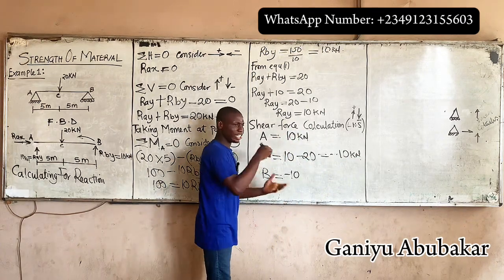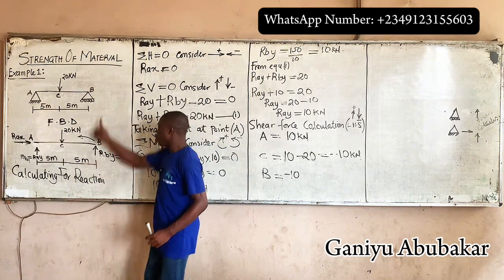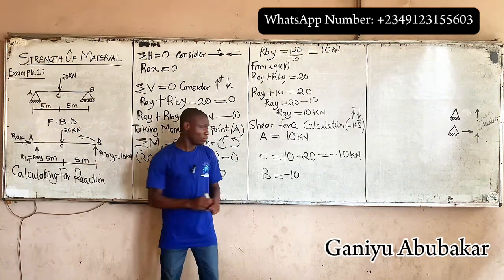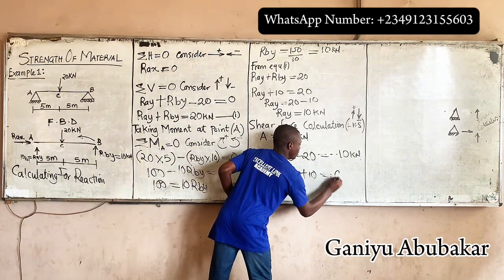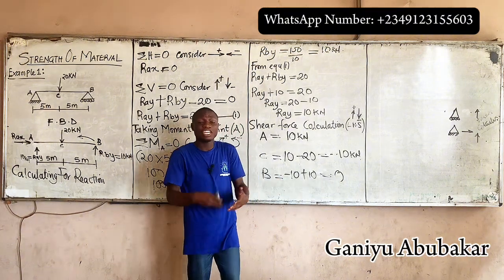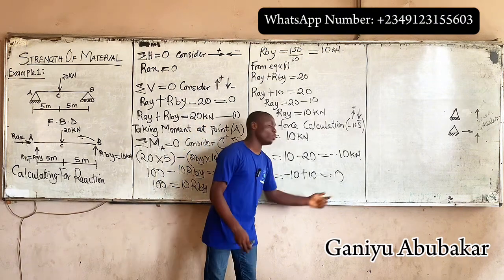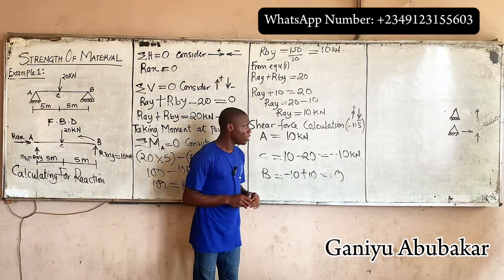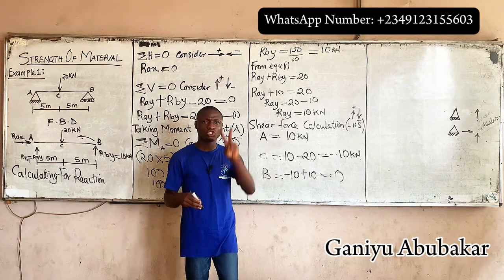Now let's consider section B. At section B, is the arrow going up or down? Of course, upward, a plus 10. This becomes 0. Why? Minus 10 plus 10 is of course 0. So as I said, shear force starts with 0 and always ends with 0. So this is the shear force calculation. That's all. For shear force, two things to note.